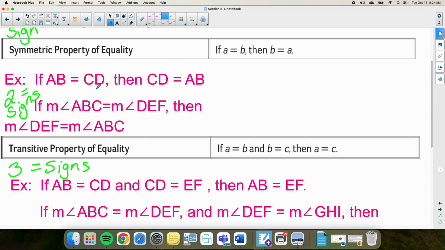It's kind of like how we did a converse earlier in the chapter with sentences. You just take and you flip the left and right side. Same thing if you were talking measures, you would just take those 2 measures and flip them. Okay? Symmetric property. If we had to abbreviate this, we would go SYMM prop.